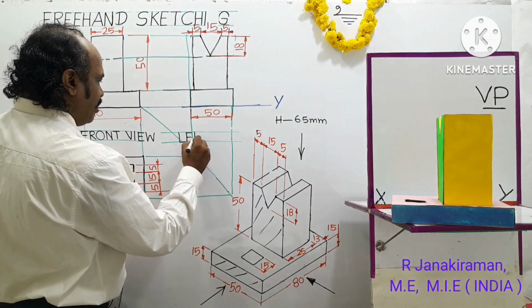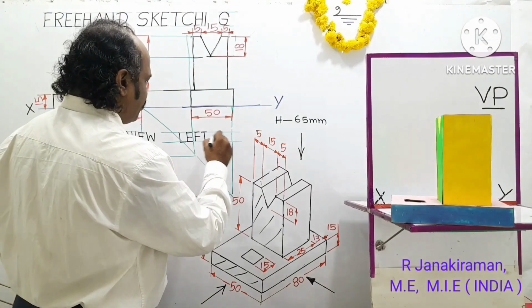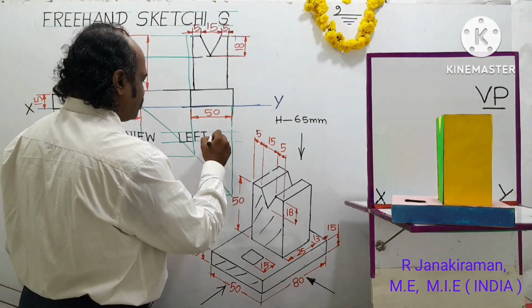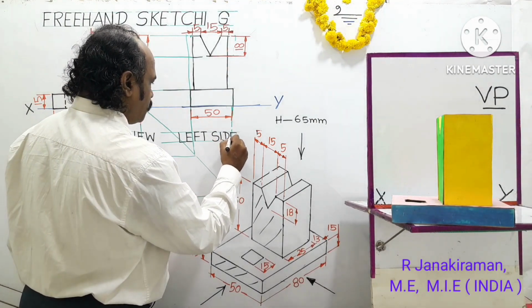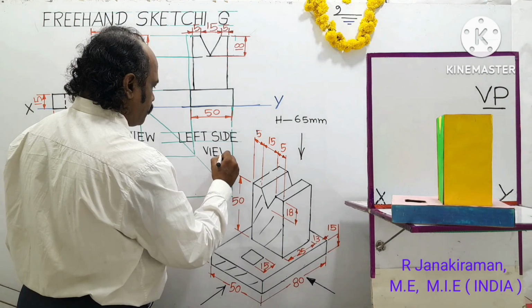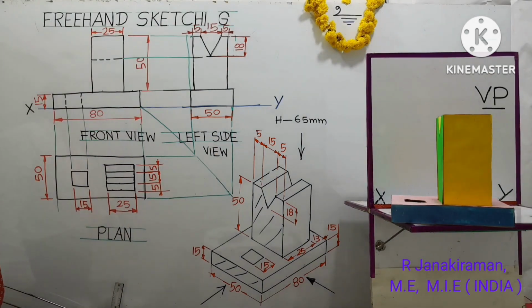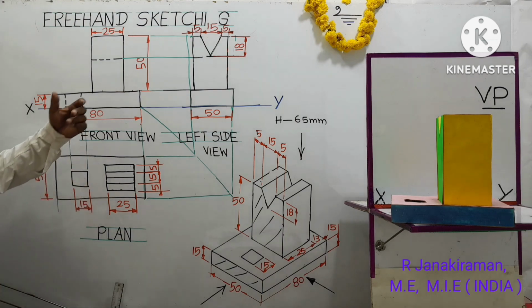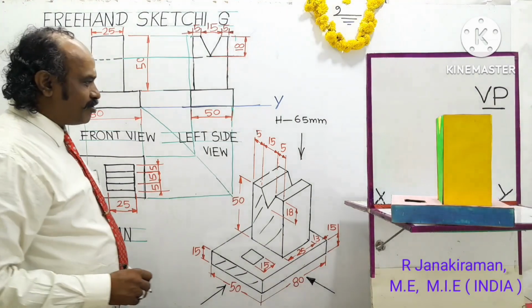These guidelines are helping for uniform height of letters. Otherwise, your letters may go inclined. Left side view. By practice, you can obtain this. For different three-dimensional objects, you try to understand and draw a front view, top view, side view. Okay, and practice well and good.